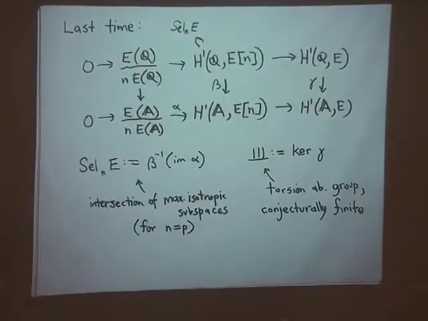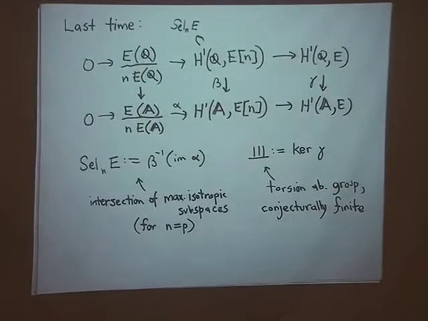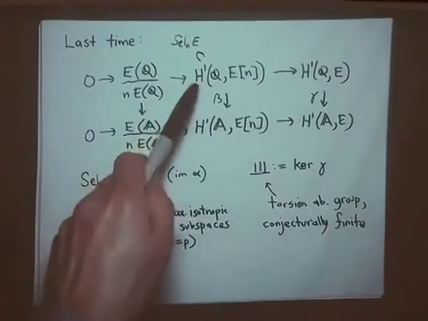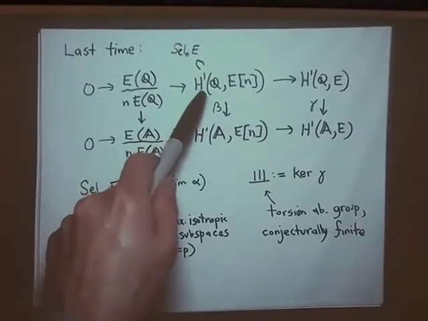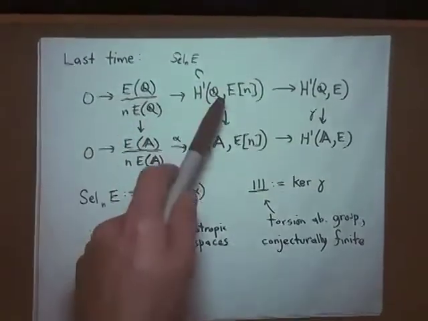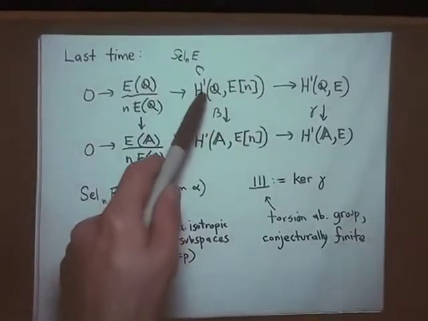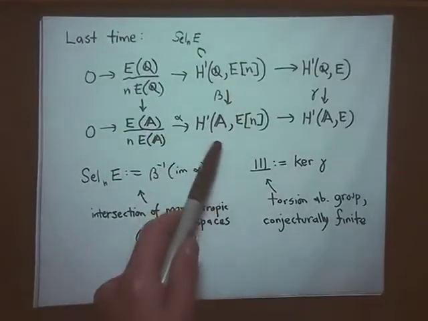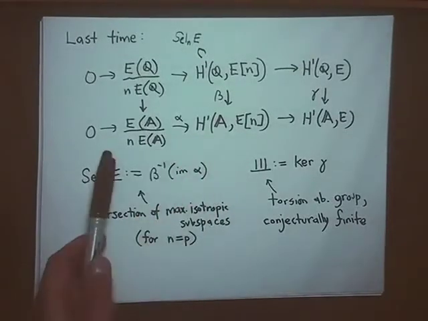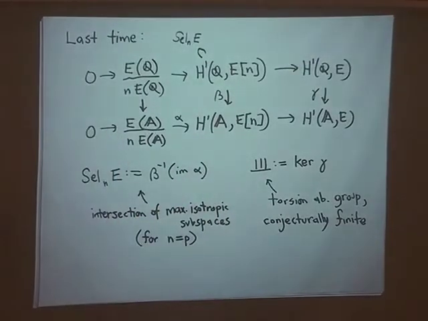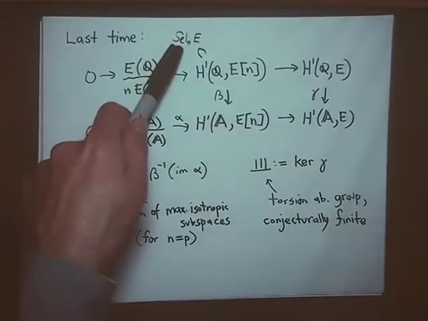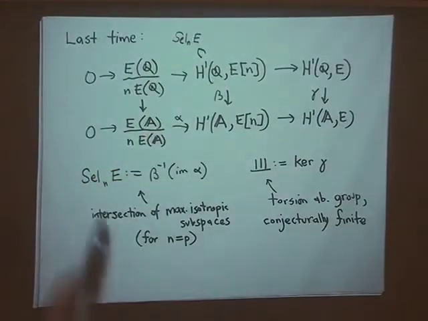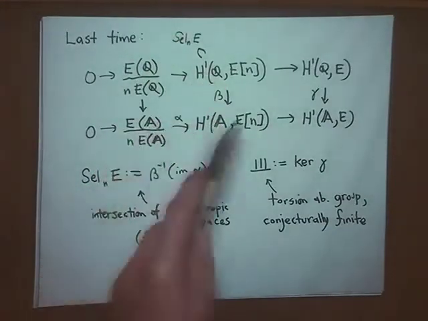And so the idea was to impose local conditions to try to describe which elements here have a chance of coming from rational points. Those were the ones that, when you map them into these restricted direct products of local H1s, they come from local points on E. So that was the definition of this n-Selmer group. It was a subgroup defined as the elements here that map into the image of alpha.